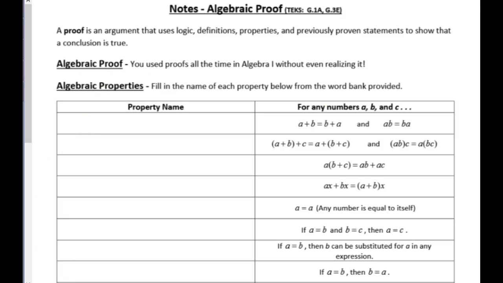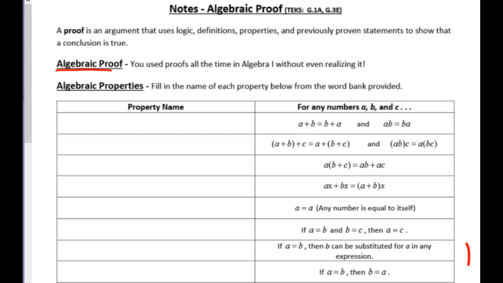So it says, a proof is an argument that uses logic, definitions, properties, and previously proven statements to show that a conclusion is true. So an algebraic proof, it says you use proofs all the time in Algebra 1 without even realizing it. I'm telling you, if you could solve the warm-up today, all of them, then this is not going to be hard. The only thing you're going to be doing is giving me a reason for every step you take. Okay? That's a proof, algebraic proof.